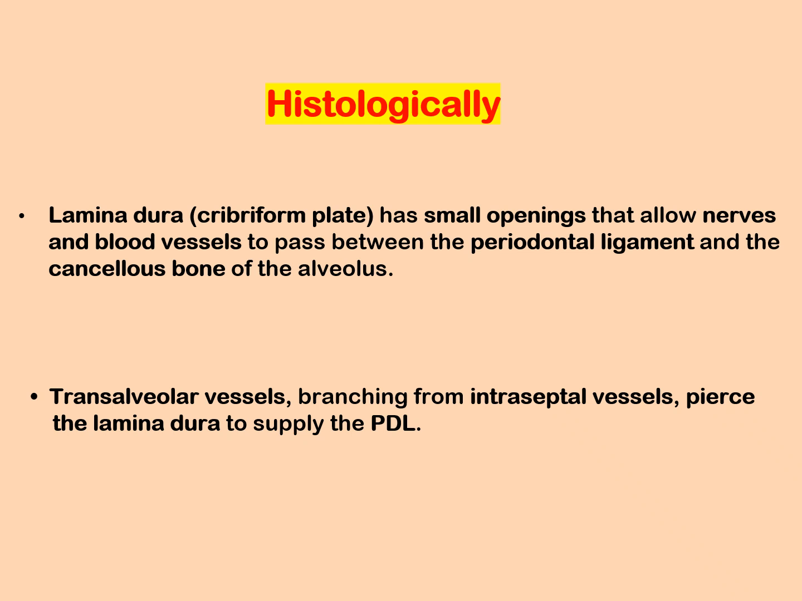Histologically, lamina dura is also known as Cribriform Plate, and it has small openings that allow nerves and blood vessels to pass between the periodontal ligament and cancellous bone of the alveolus. So the transalveolar vessels that branch from intraseptal vessels pierce the lamina dura to supply the periodontal ligament.